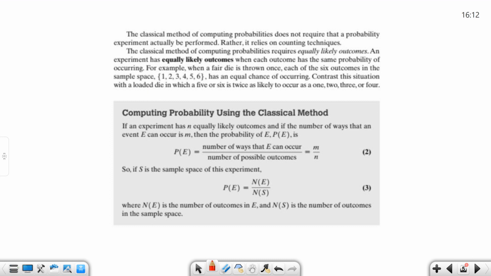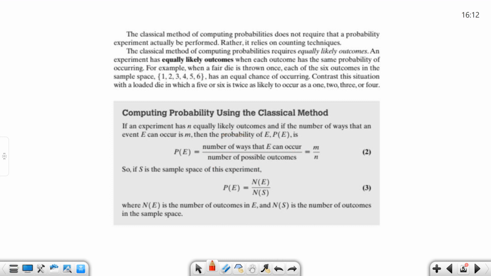And then contrast this with the loaded die, in which 5 and 6 are twice as likely as 1, 2, 3, and 4. You can't do the classical approach with that. All right, computing probability using the classical method, it boils down to this: the number of ways an event can occur over the number of possible outcomes.